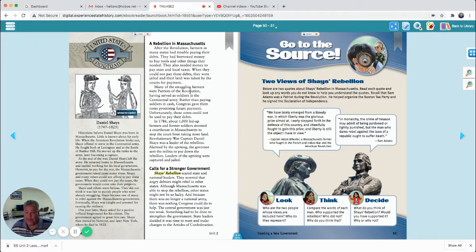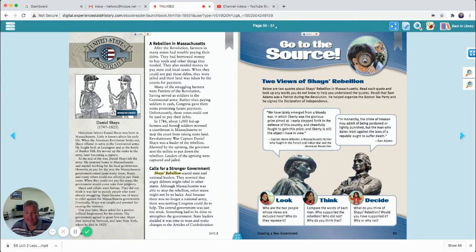So they served in the Continental Army, but rather than paying the soldiers in cash, Congress gave them notes promising them money for the future. It's like saying, we don't have any money right now, but one day we'll pay you. Well, that didn't help them out. Unfortunately, those notes could not be used to pay their debts.